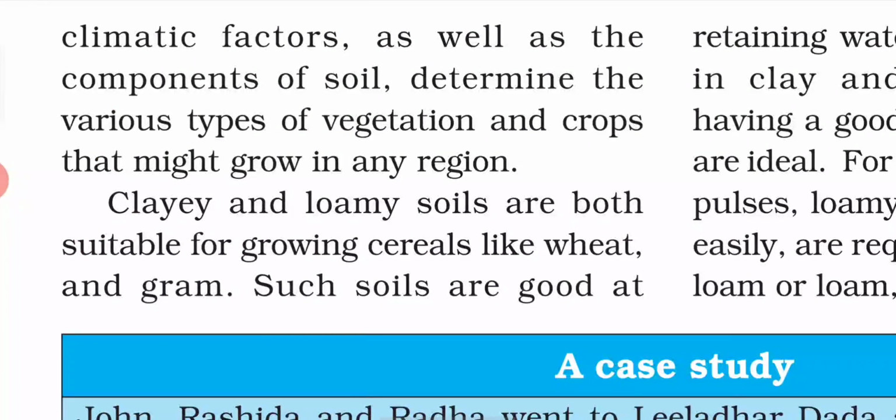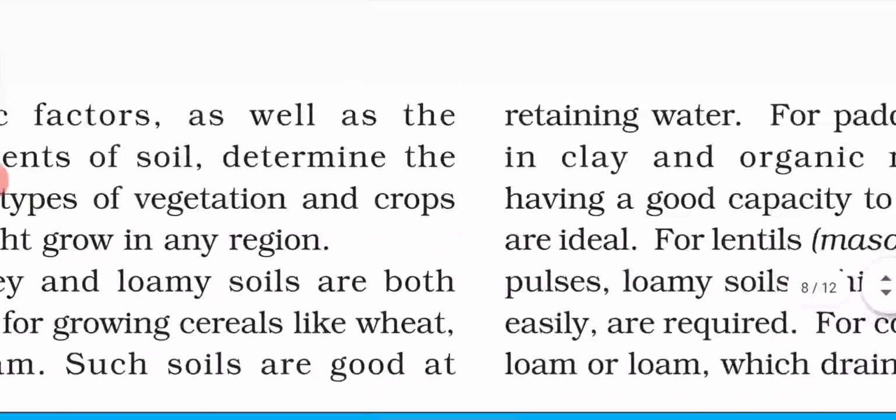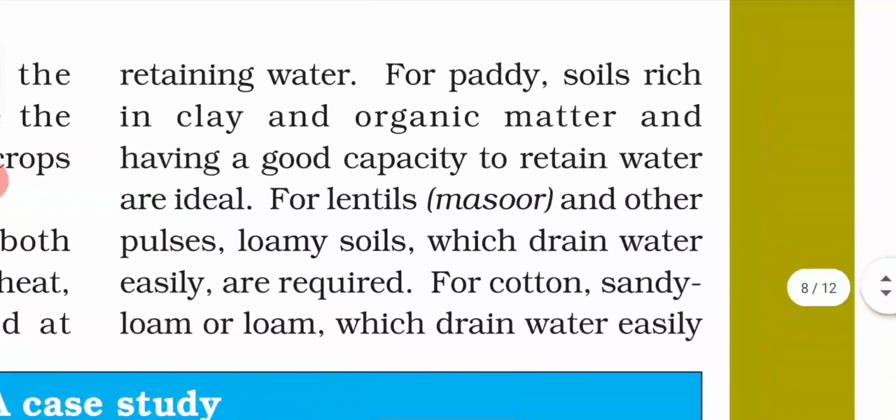Now, the factors and the components of the soil determine the various types of vegetation and crops that might grow in that region. That means whatever the factors are and whatever components are present inside the soil, these two determine which type of vegetation or plant will grow in that region. Clay and loamy soil are both suitable to grow cereals like wheat and gram. Such soils are good at retaining water. Because they are able to retain more water, these types of vegetation can easily grow there.